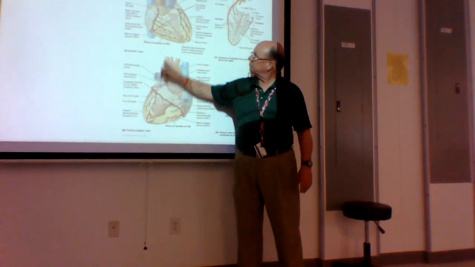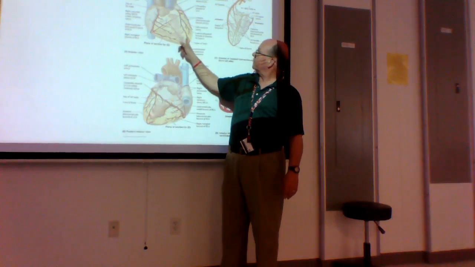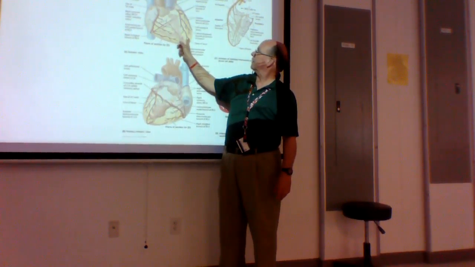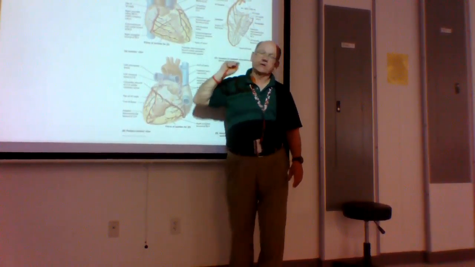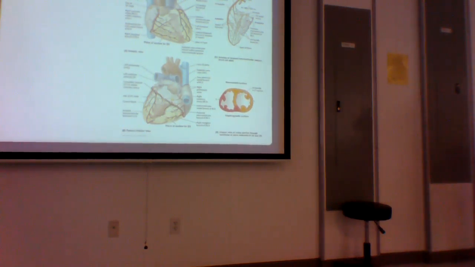Now in this case, what you see on this front is you have this primary branch coming down on the anterior side from the left coronary artery. And in anatomy textbooks, it's always called the anterior interventricular artery.